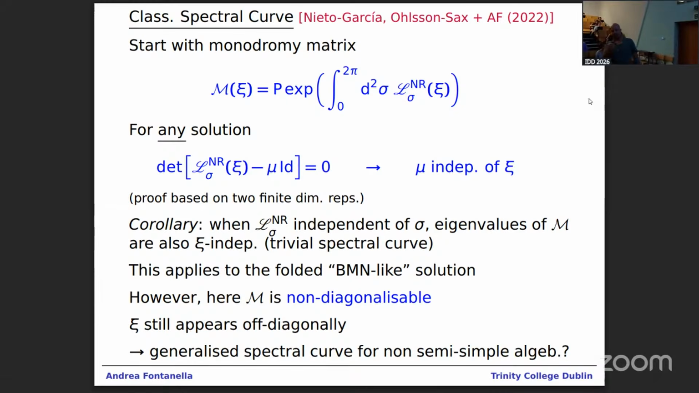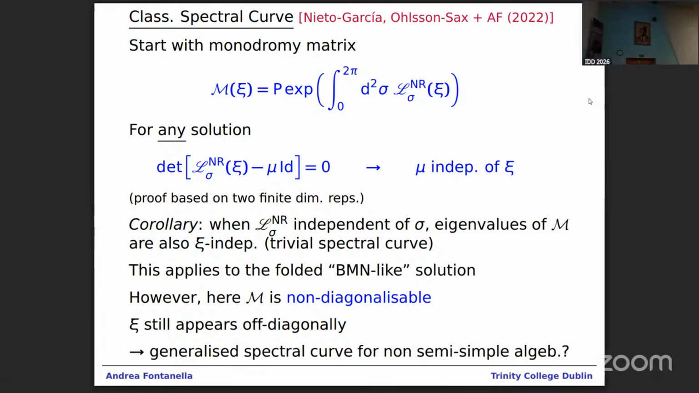What I want to say is that the monodromy is a holonomy of the Lax pair, and we show that this Lax pair has eigenvalues which are independent of the spectral parameter. The proof is based on using two finite dimensional representations. We didn't explore all possible representations, but in those two different representations we got the same result. The corollary is that if this connection is independent of the sigma variable, you can do the path integral exactly by hand, and you can show that the eigenvalues of this monodromy are also independent of the spectral parameter. That's quite a dramatic result, because it shows that the spectral curve trivializes. In other words, the quasi-momenta become trivial, independent of the spectral parameter.